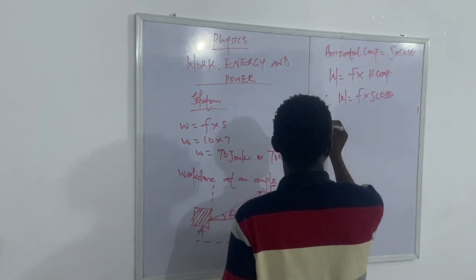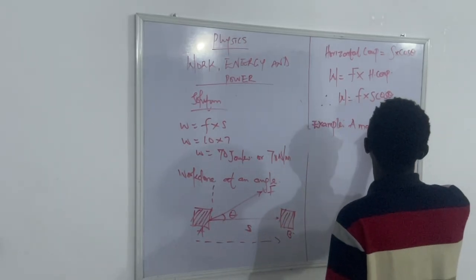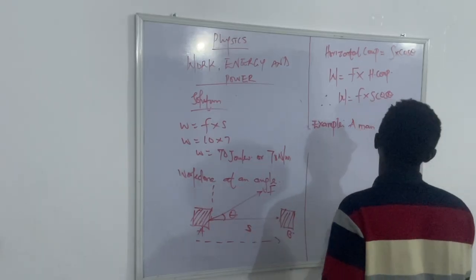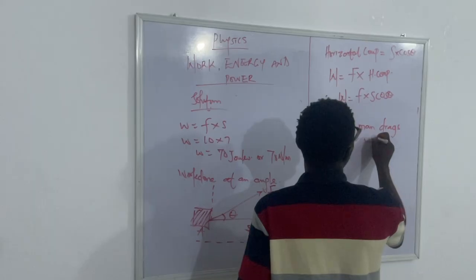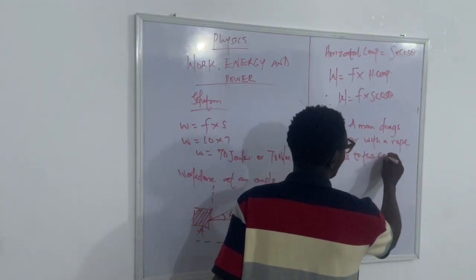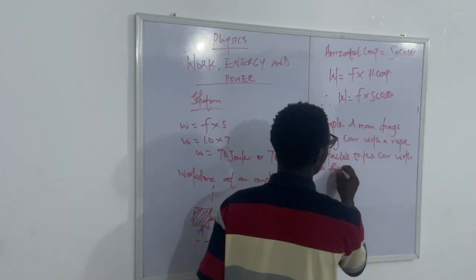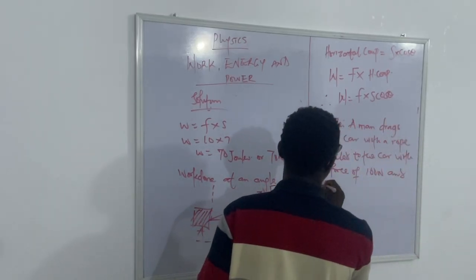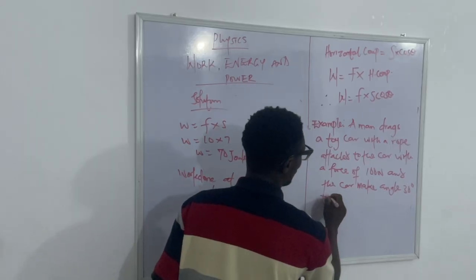Let's take, for example, a man drags a toy car with a rope attached to the car with a force of 100 Newton, and the rope makes an angle of 30 degrees to the ground.